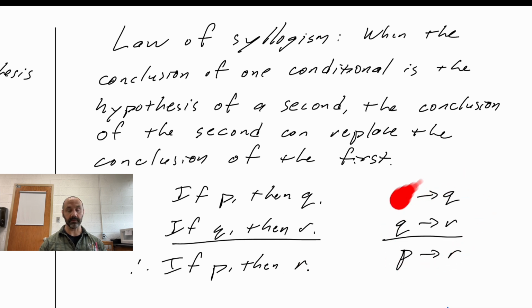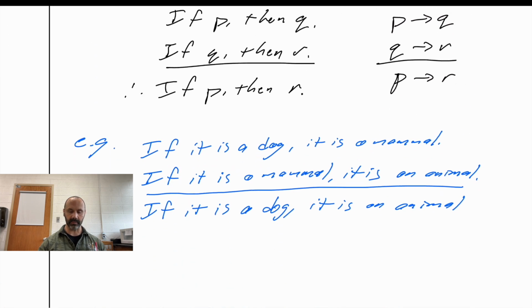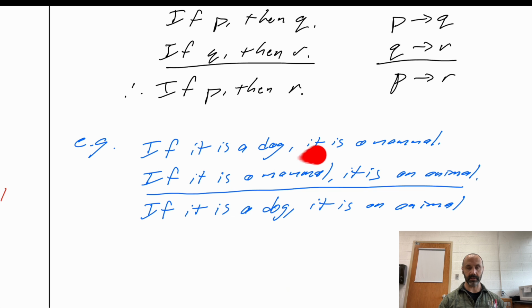Here it is in symbolic format. P implies Q, Q implies R. That means, sort of like a transitive property here, P implies R. It's not really the transitive property, it's a different kind of thing. It's not the property of equality. This is an argumentation, called the law of syllogism. One example would be this: if it is a dog, it is a mammal. If it is a mammal, it is an animal. So if it's a dog, it's an animal.